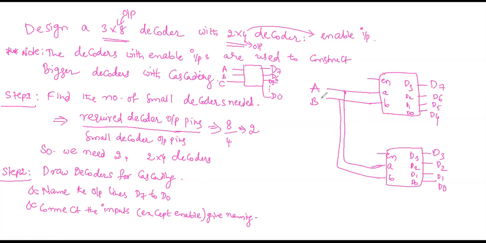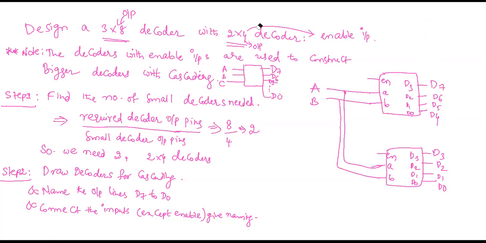Whatever may be the decoder you need to design, this is the common procedure. Step one is first to find how many small decoders are needed. Second step is draw the decoders for cascading and give the output names D7 to D0. If it is 16 decoder, you have to give the naming from D15 to D0. Like that. Now third step, what is the input we left here?